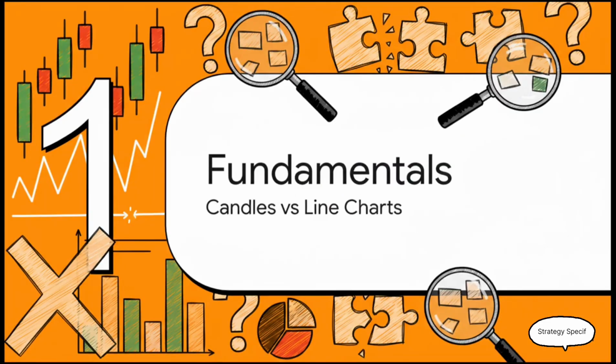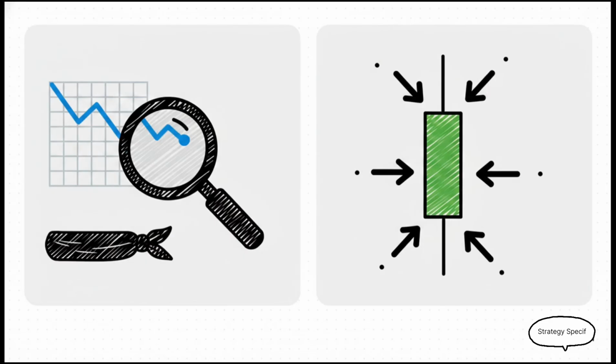All right, Section 1, Fundamentals, Candlesticks versus Line Charts. Let's see exactly why traditional charts might be holding you back. You see, a standard line chart gives you exactly one piece of information per period, just the closing price. It's kind of like only looking at the final score of a basketball game. It entirely ignores all the intra-game swings, the lead changes, the volatility.